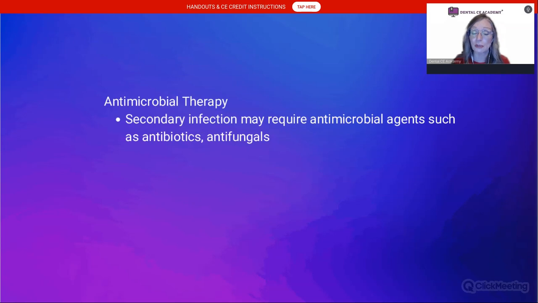Antimicrobial therapy. So in some cases, your patients may develop a secondary infection, as we said. And in that case, they may be prescribed antibiotics, antifungals. They may have a candida infection. I know my father had a candida infection. When I looked in his oral cavity, it looked like a cobweb, right?